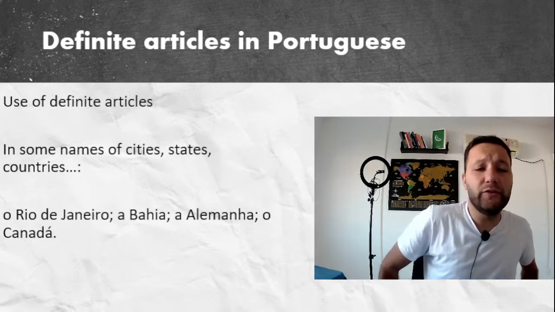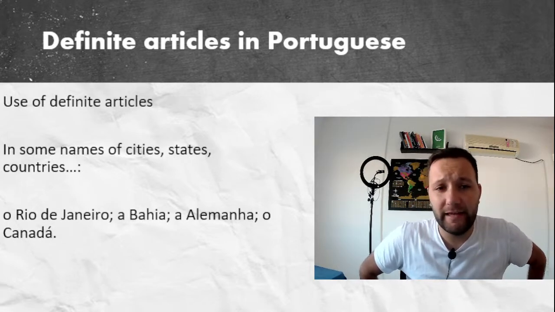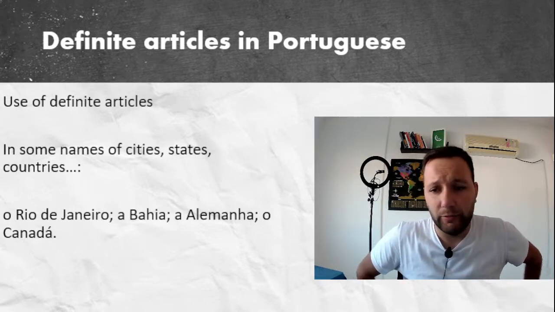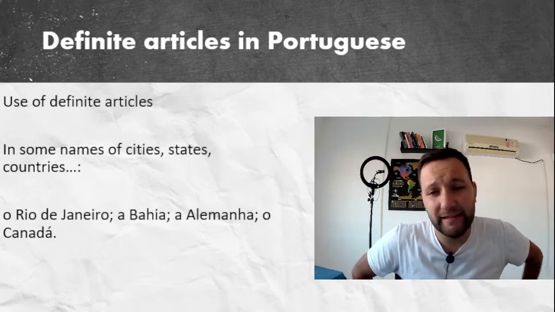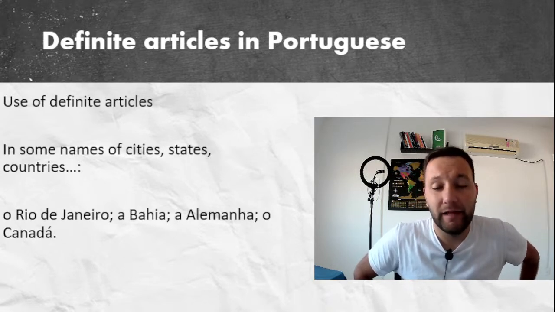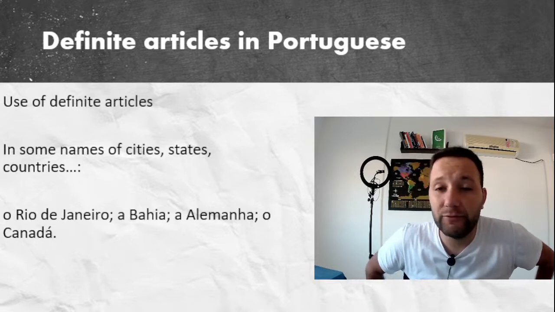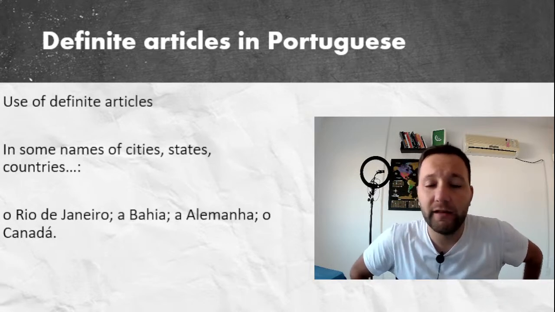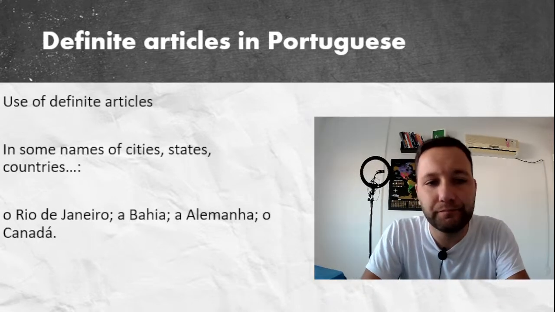Talking about the use of definitive articles, many students ask us, but when do we use those definitive articles? I will teach you when. We use it in some names of cities, states, and countries, like o Rio de Janeiro, a Bahia. In United States, it's a plural, so we have to say os Estados Unidos, the United States. It's a plural name, okay?